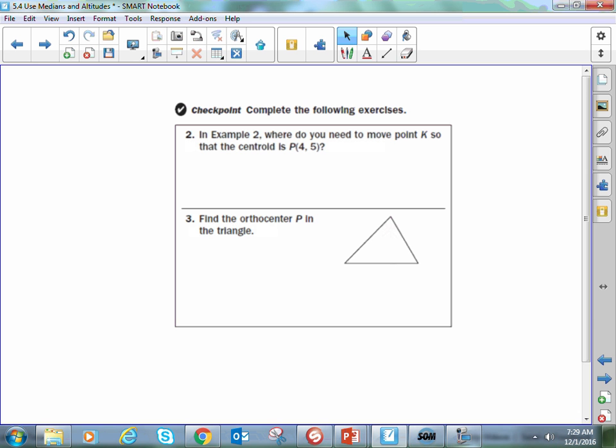All right, so let's see. Going back to example 2, point K is going to have to be moved to (0, 9) in order for the centroid to be located at (4, 5). And when we look at the triangle, because it's an acute triangle, the altitudes will all be inside of the triangle itself, and the orthocenter should have been located somewhere right around here.